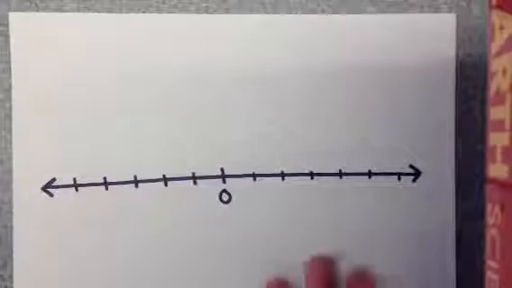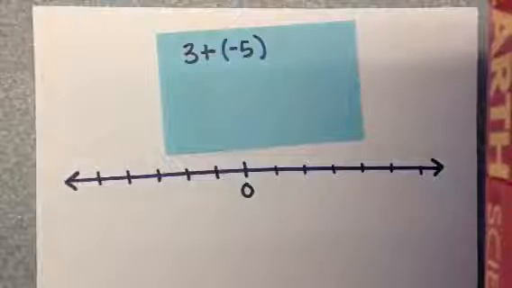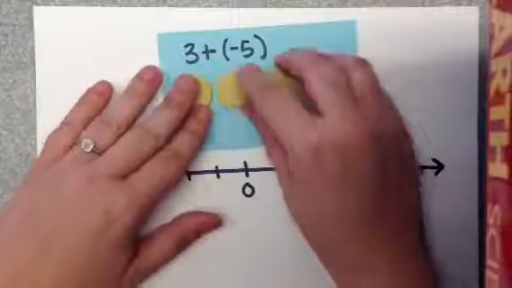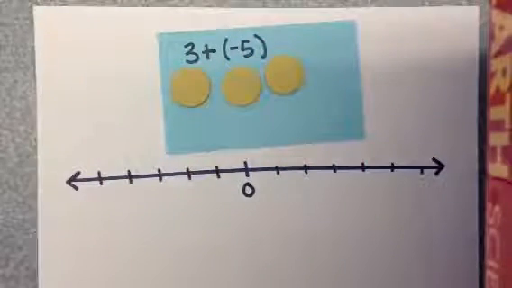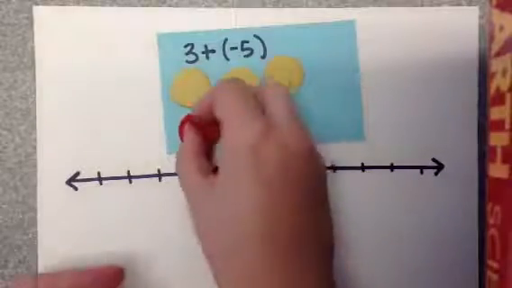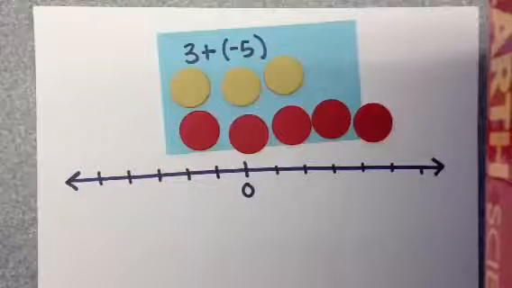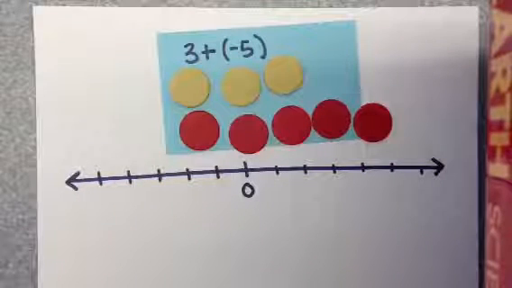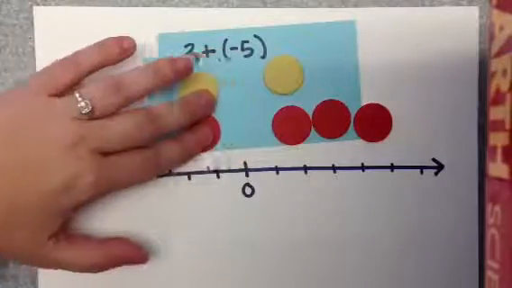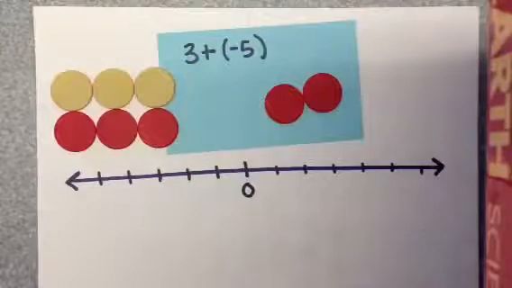Another example would then be to add a negative. So 3 plus negative 5. Again, you can start with the 3 counters. That's those positive ones. And then you would add 5 negative counters, which are the red side. When you do that, you want to talk about how one positive and one negative together make a 0. So we would take out our 0 pairs, and we'd end up with a total of negative 2.